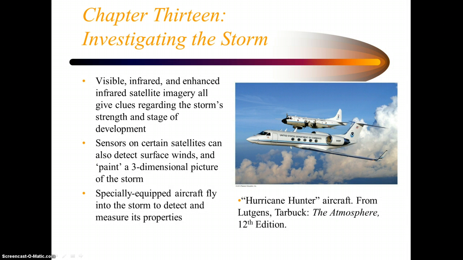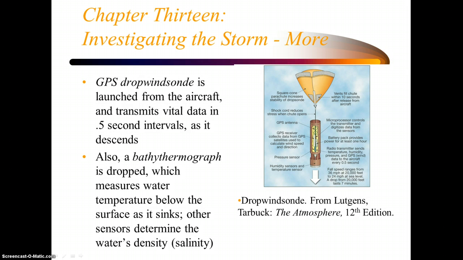We can get all kinds of data about hurricanes from satellite imagery. That gives clues: visible infrared and enhanced infrared satellite imagery. Additionally, sensors on certain satellites, as I showed you in the TRMM graphic, can give a 3D dimension of the storm. And we have these hurricane hunter aircraft that can detect the properties of hurricanes, actually fly into the eye wall, which is quite exciting, as you might imagine.